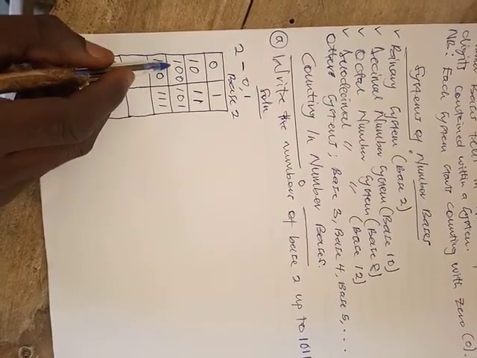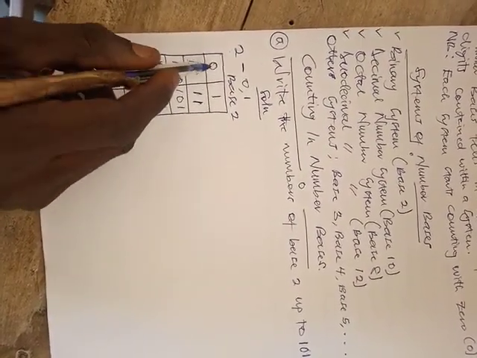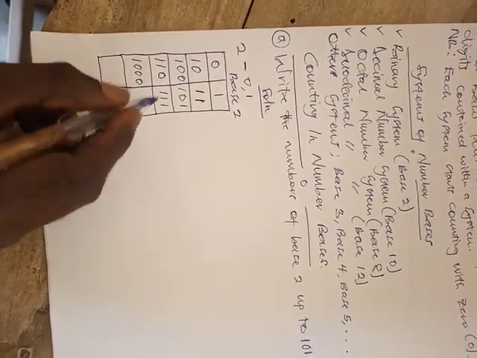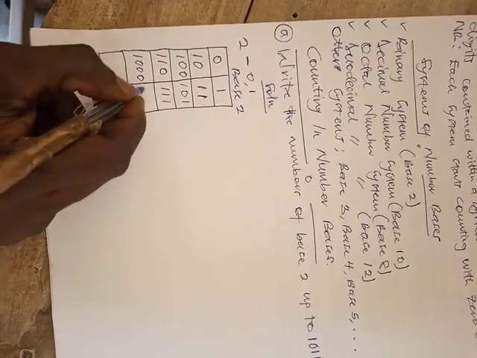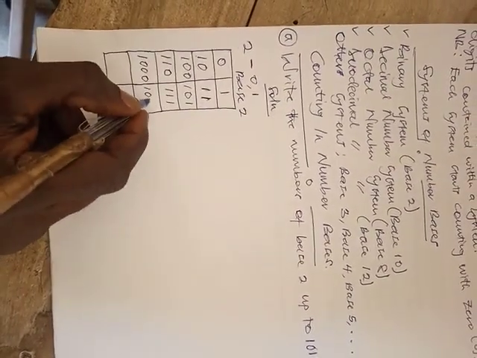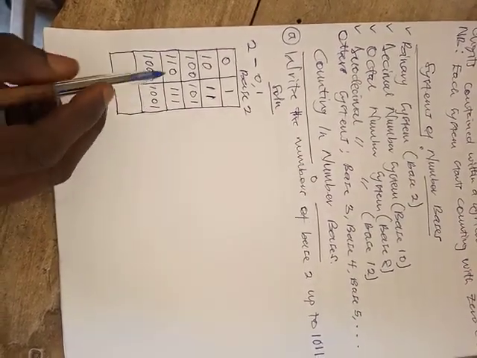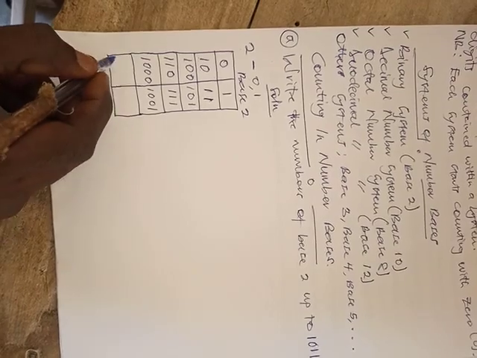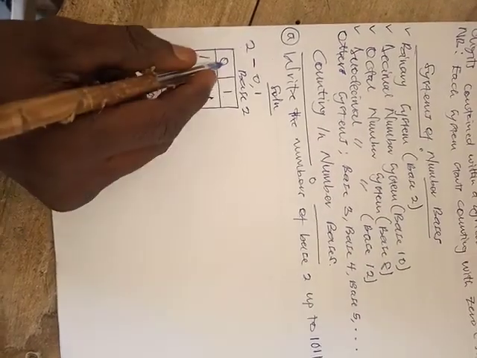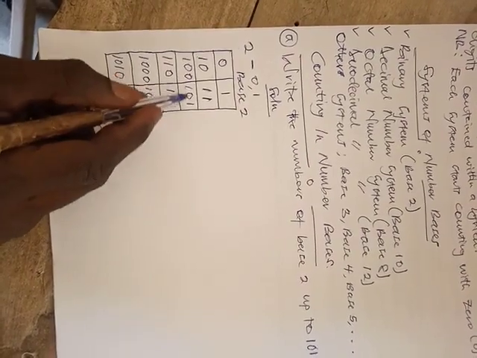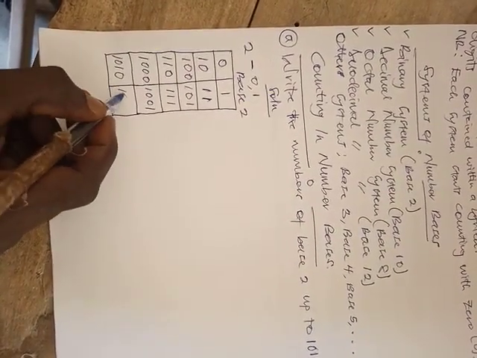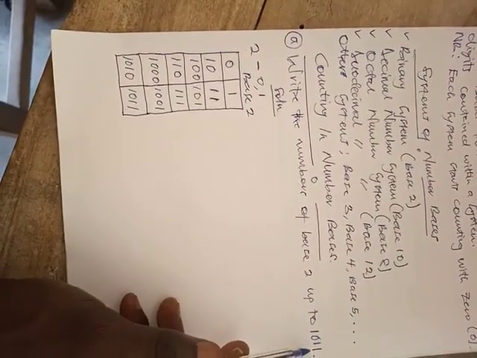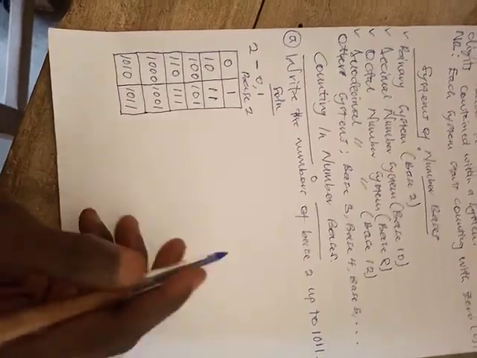Having done with it, then we come to the third row. 100 will precede 0, and the same 100 will precede 1. Then you come to 101. 101 will precede 0 and 101 will precede 1. So this is what the question is about. Writing base 2 up to 1011, this is the answer.